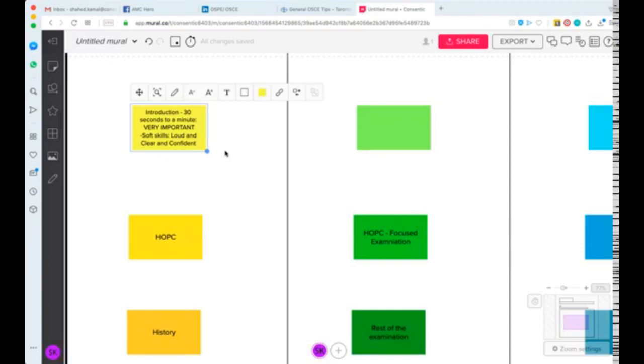And one of the ways you can do it is having a script that you're confident about. So I usually say, hi, my name is Shahid, I'm a 4th year medical student, and I'm here to do this examination. It really depends on whatever your script is. It just has to be very loud and clear, and in your tone show that I'm here to do what you've asked me to do.